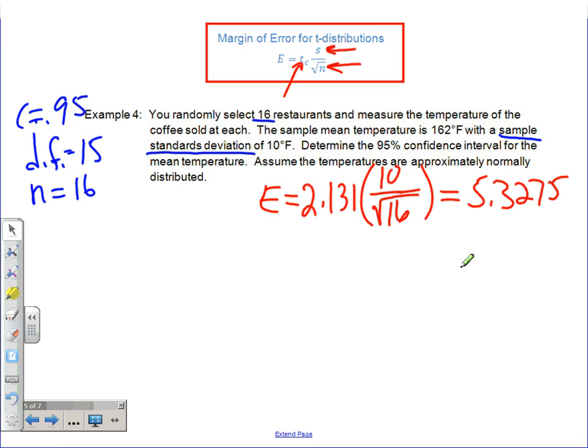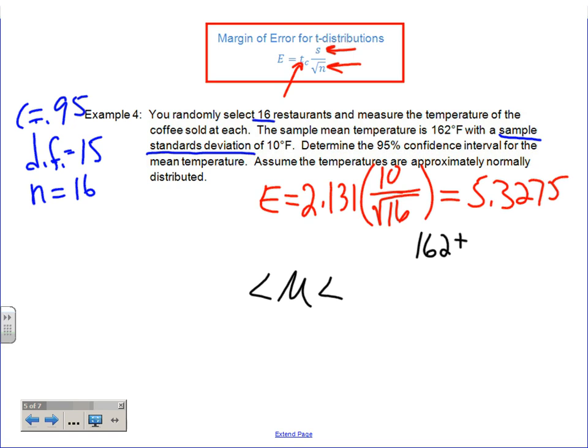But remember, that's how far I should be able to move. So we're saying the actual mean, not the sample mean, is basically the 162 that we have, plus and minus the 5.3275. And so on the low end, 156.6725, and that's degrees. And then the high end, that's relatively easy math on that one, right? Just add 5.3275 to that.